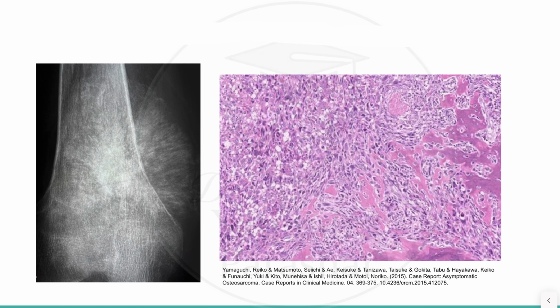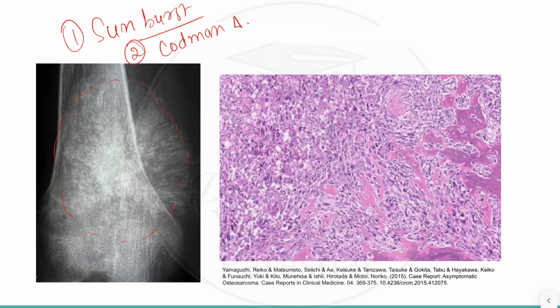Now come to the further investigations. The X-ray AP view of the right knee joint is showing the distal end of the femur with a mass, and this mass is causing the periosteal reaction in the form of sunburst appearance. There are two types of periosteal reaction in osteosarcoma. First is the sunburst and second is the Codman triangle.